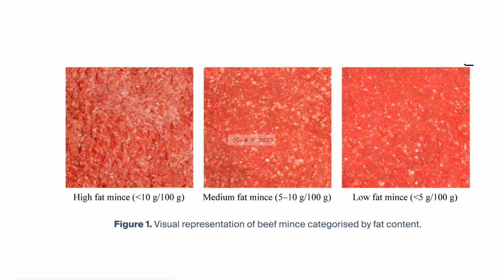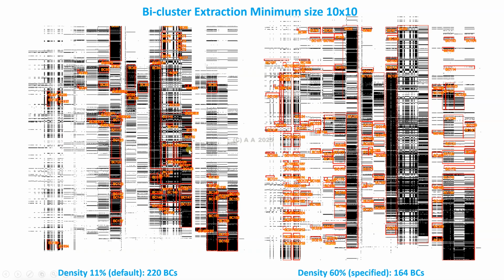So this is the meat analogy again. We have more fat in this ground beef sample, and here we have low fat. This basically corresponds to the density of this matrix. The density is 11%, which is the default value. So we have 220 biclusters, and these biclusters are numbered, and these numbers match the numbers in the Excel file. So analysis is very straightforward.